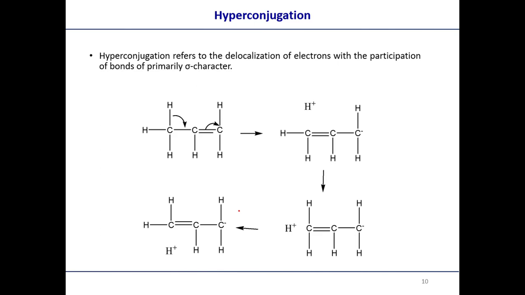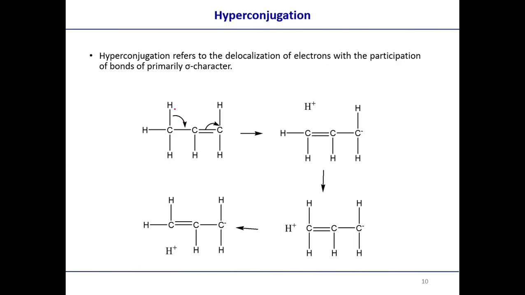Now the next point in polar reactions is hyperconjugation. Hyperconjugation refers to the delocalization of electrons with the participation of bonds of primarily sigma character. So what does it mean? Like in a resonance structure, in hyperconjugation we are moving a bond. The difference is that there we are moving the electrons of the pi bond, and here it is done with the sigma bond, the sigma character.